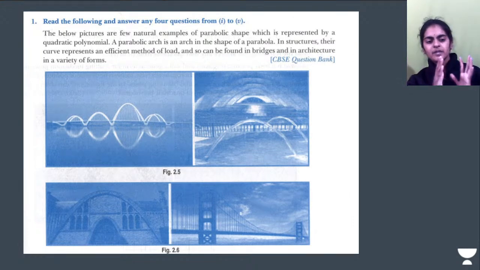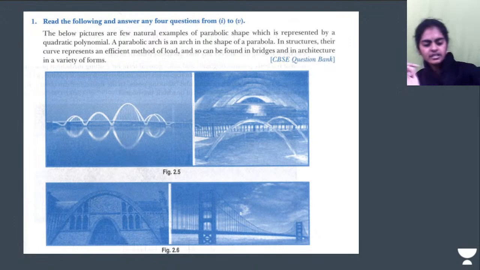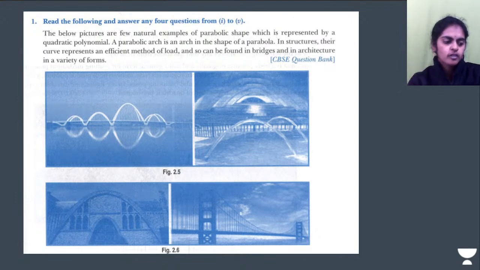So is it clear, people? So this is the information given to us. So nothing to do with the information. Just parabola, meaning you should be able to relate to what happens in a parabola. Parabola is related to quadratic polynomial. The graph of a quadratic polynomial is a parabolic shape. So this much you should know. Okay, till here is it clear, people? Yes, everyone.